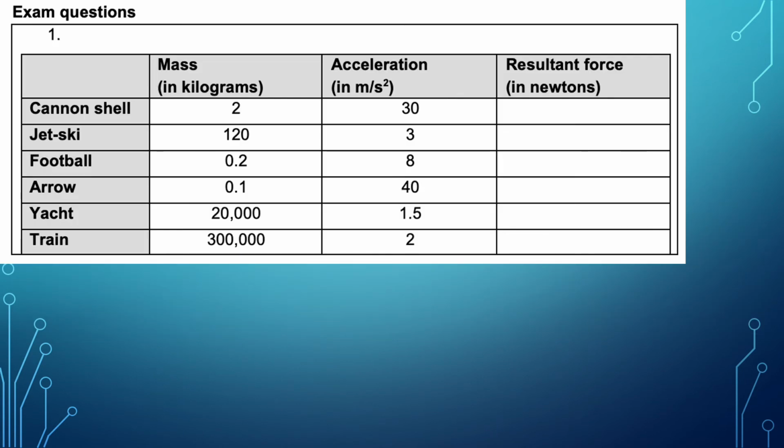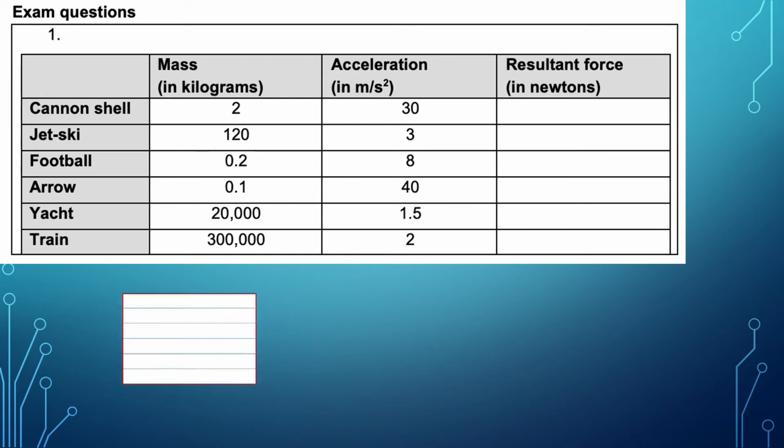All right, so let's actually use this equation for this exam style question. You have a cannon shell that's 2 kilograms in mass and accelerates at 30 meters per second squared. So how much force is acting on that cannon shell? Let's work this out. First, you want to start off with the equation F equals m times a. Now, you don't need to rearrange anything because you're just looking for force. So force is what your equation starts out with because that's what you're looking for.